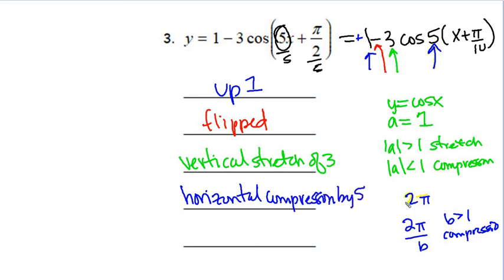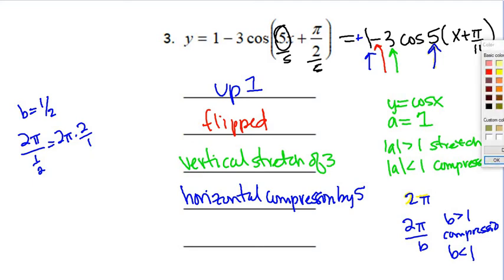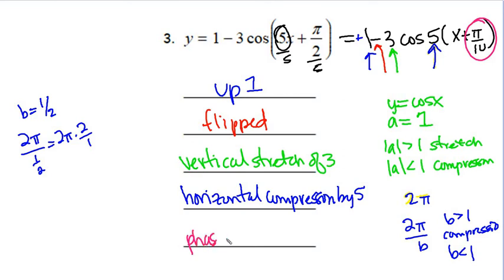by 5. Okay, if b is less than 1, what happens, let's say b is equal to 1/2. So we have 2 pi divided by 1/2. Well, we keep, flip, change. That's 2 pi times 2 over 1. So it gets bigger. So that's the horizontal stretch. And our very last thing is the x plus pi over 10, which is a phase shift left, inside is opposite, of pi over 10. Okay, if you don't factor the 5 out, your phase shift is going to be wrong. Okay?